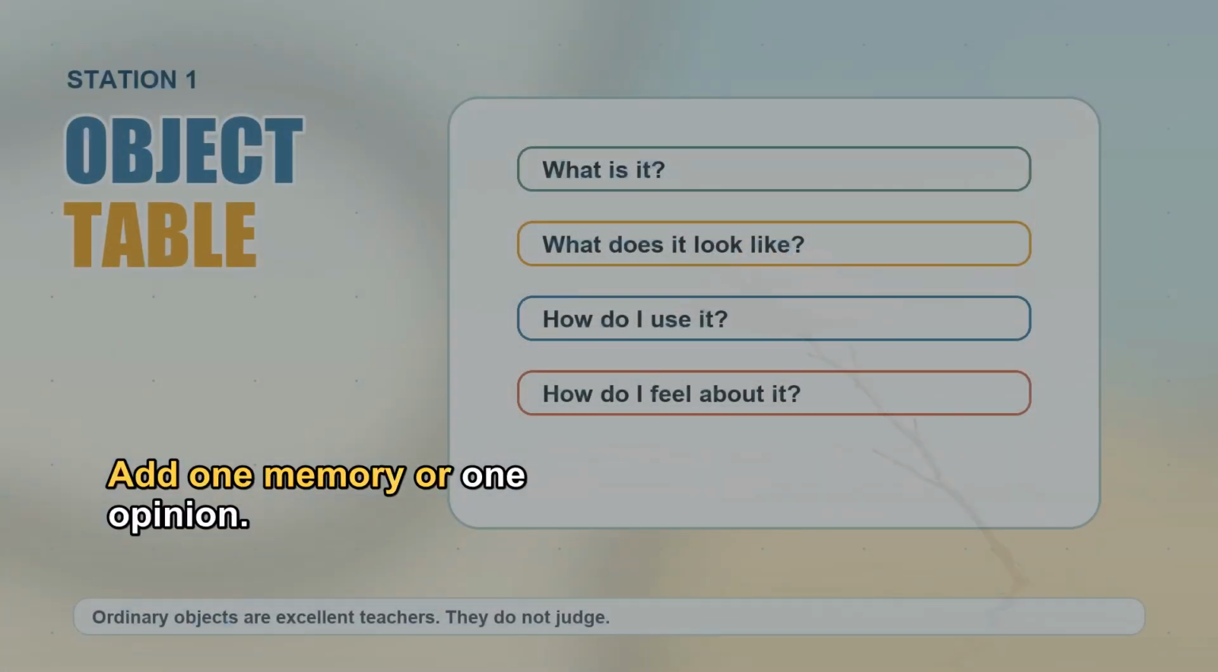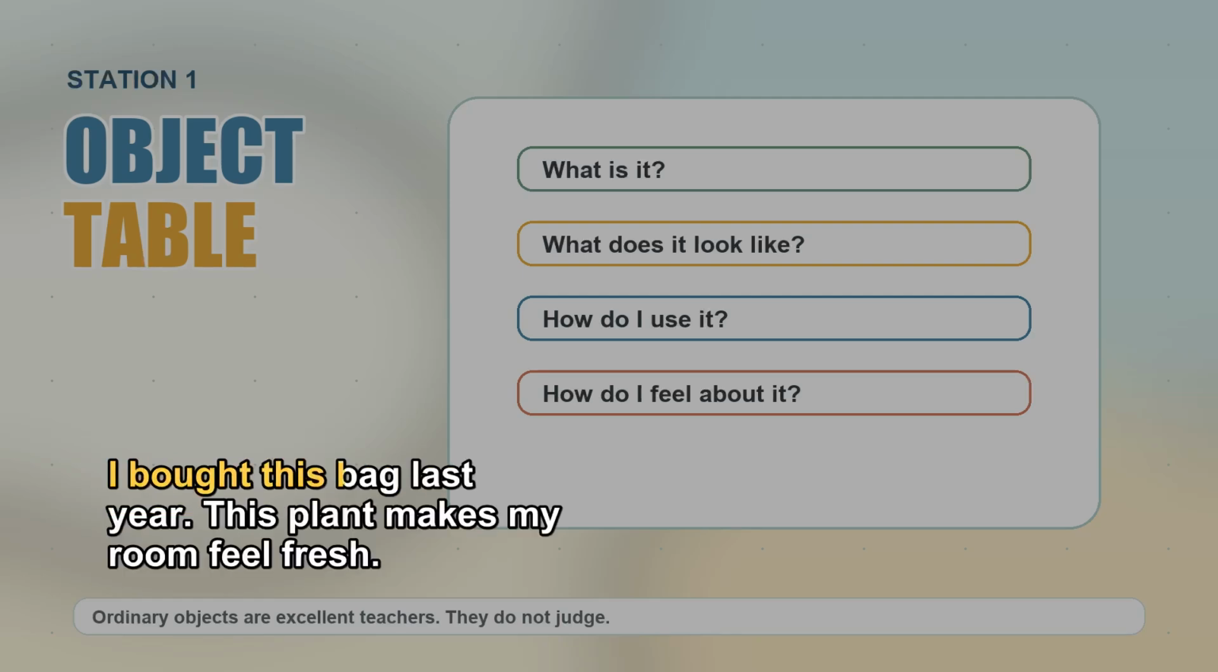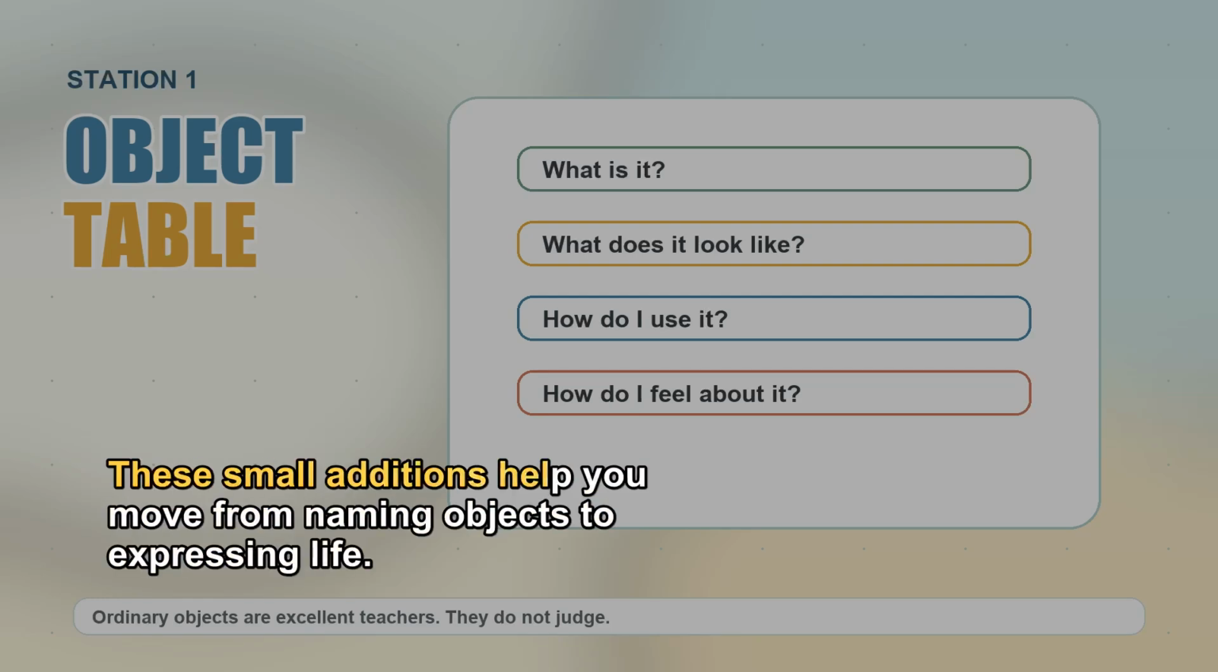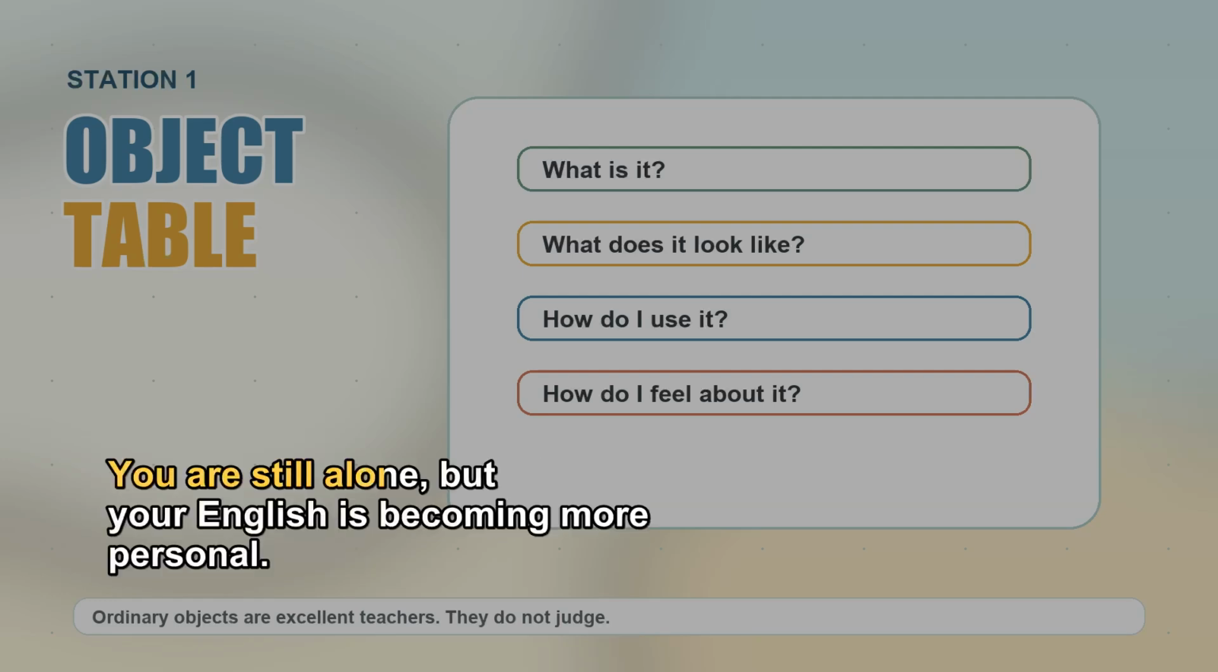Add 1 memory or 1 opinion. I bought this bag last year. This plant makes my room feel fresh. This key is important because it opens my office. These small additions help you move from naming objects to expressing life. You are still alone, but your English is becoming more personal.